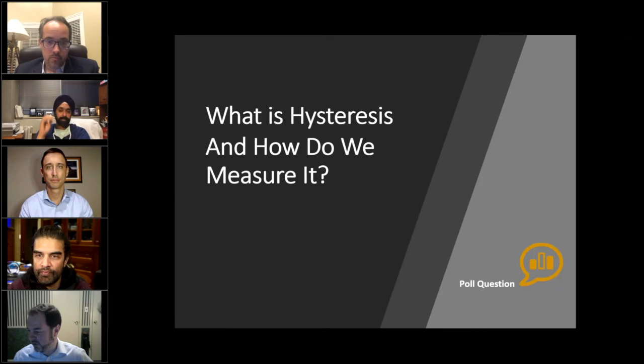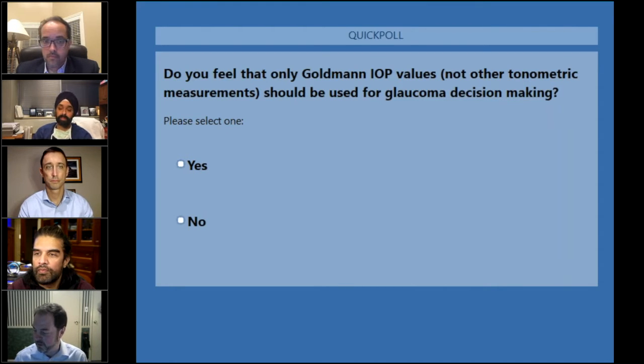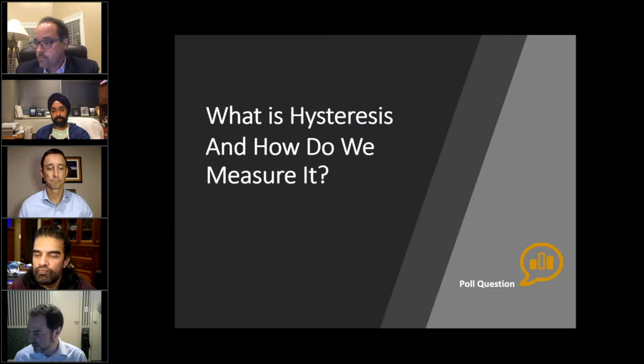I'm going to close that poll, and then ask the second question. Do you feel that only Goldmann IOP values, not other tonometric measurements, should be used for glaucoma decision making? You'll see that poll on your screen now, and you can vote on that. Oh, wow, very surprising. This is good. I think we've moved the needle over the years, gentlemen. 88% say no. I don't think Goldmann is the only tonometer we should use for glaucoma decision making. So that's good. I'm going to close the poll here, and then get on to, as Dr.